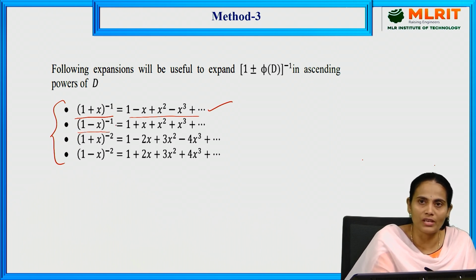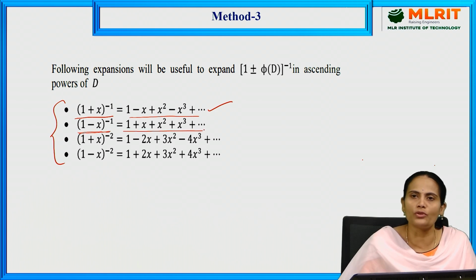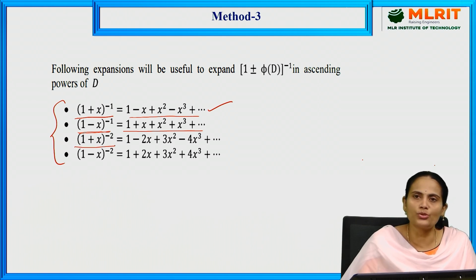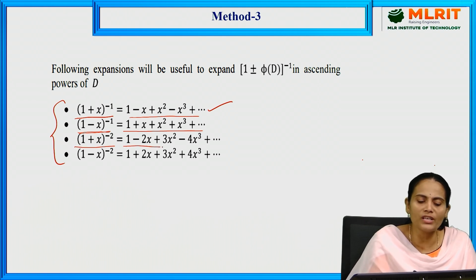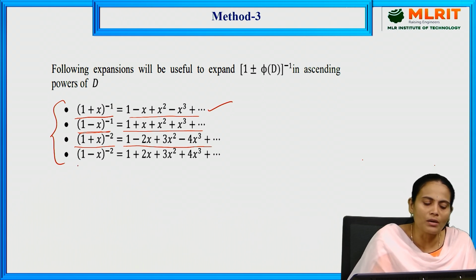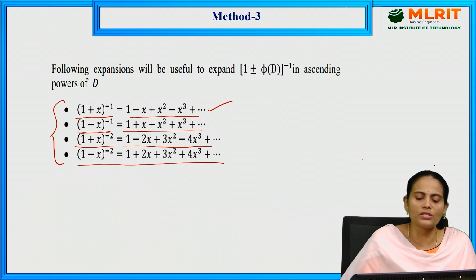So if the given function is of this form, this is the expansion you have to take: 1 plus x square plus x cube. (1 plus x) whole power minus 2 is nothing but 1 minus 2x plus 3x square minus 4x cube plus and so on. And (1 minus x) whole square is nothing but 1 plus 2x plus 3x square plus 4x cube plus and so on.